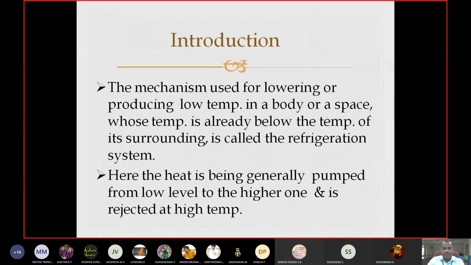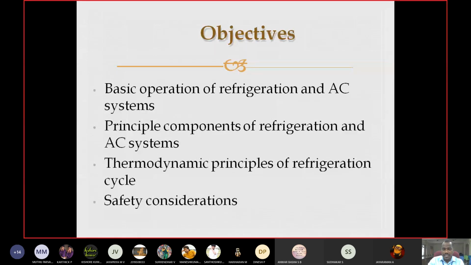Then the basic operations of refrigeration. The objective of this unit is that we have to know the basic operations of refrigeration and the AC system, that is the air conditioning system. Then we have to know the principal components of refrigeration and AC systems, then the thermodynamic principles of a refrigeration cycle, then the safety considerations of both refrigeration and air conditioning.